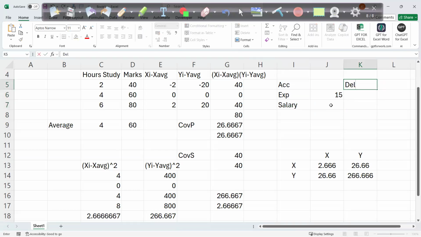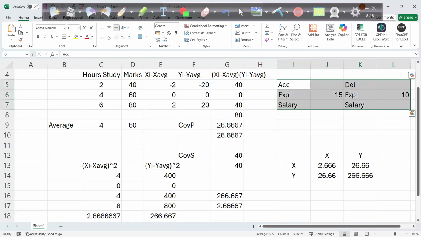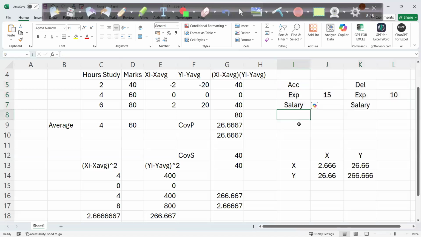Covariance of Deloitte employees' experience and salary is, let's say, 10. So if I ask you which particular company has the highest covariance or which company has a good correlation, which company is coming in? Accenture, because the covariance is higher. When you have 2 different data sets, it makes sense that 15 is higher. That means company Accenture has a good correlation between experience and salary.